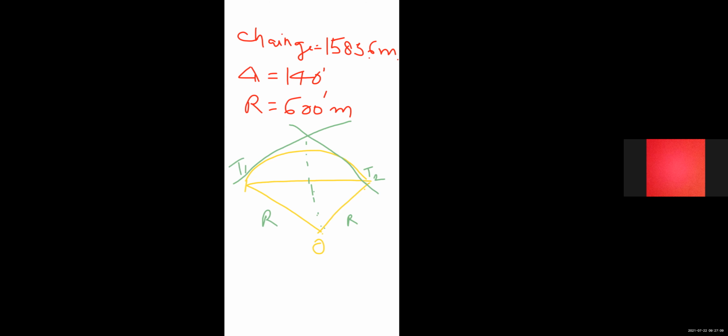T1, T2, here is the V, here is the C, here is the D. This angle is given, that is 40 degree. That is 180 minus 140, that is 40 degree. This total angle is given 140 degree. So this section, delta is calculated as 180 minus 140 degree, that is 40 degree.